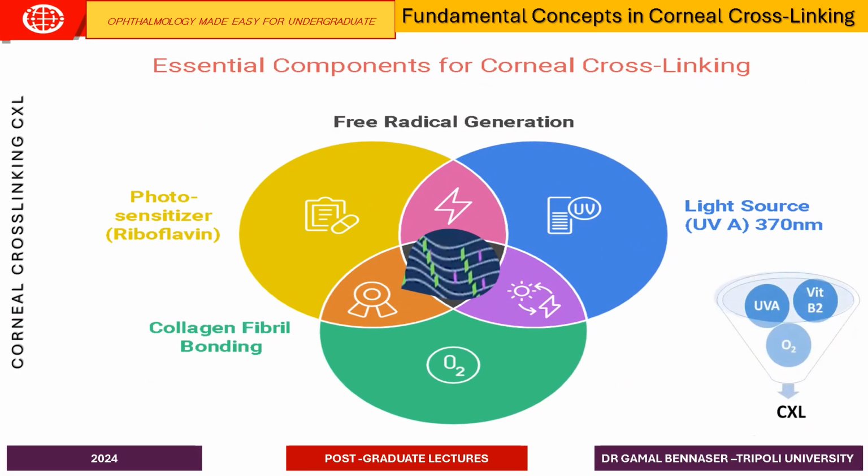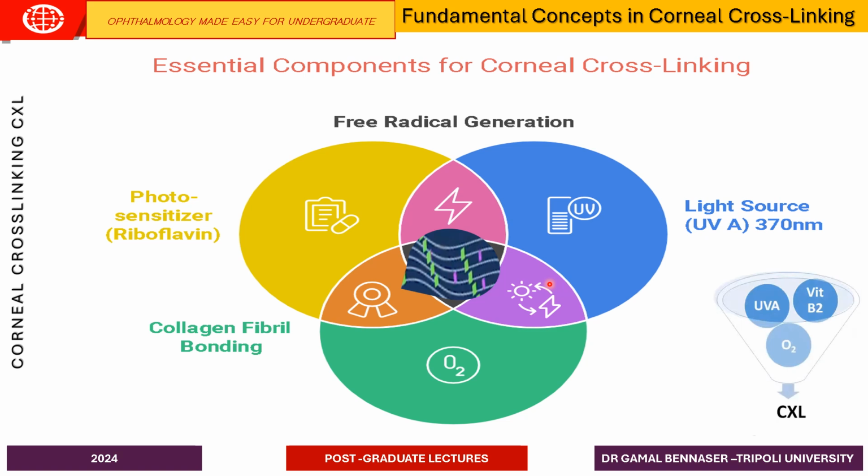So if we look at the fundamental concept of corneal cross-linking, we can understand the essential components of cross-linking. The main thing is the photosensitizer, which is usually riboflavin or vitamin B2, and we need the light source, which is ultraviolet A, with an absorption peak of around 370 nanometers, and of course we need oxygen, which is important for the creation of free radicals after the photosensitizer gets activated, so that these free radicals will create a chemical reaction with subsequent bonding between collagen fibers and lead finally to stiffness of the cornea.